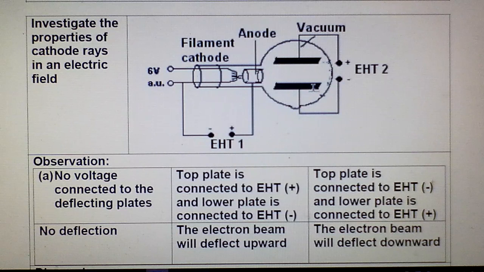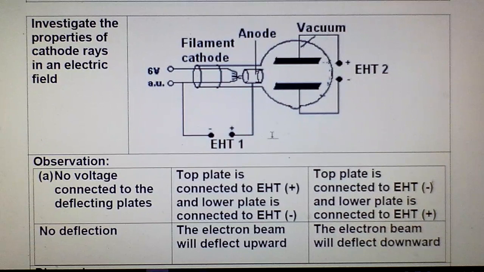Okay, so what happened to the electron beam? The cathode ray is negatively charged, so it will be attracted to the positive plate. Thus, it will be deflected up. So you can see the electron beam deflects upward. Now we reverse the terminals. The top one is connected to negative, the bottom one to positive. So the electron beam still deflects towards positive, thus it deflects downward. Okay, so this shows that the cathode ray is negatively charged.